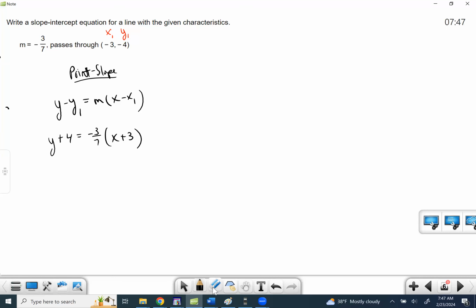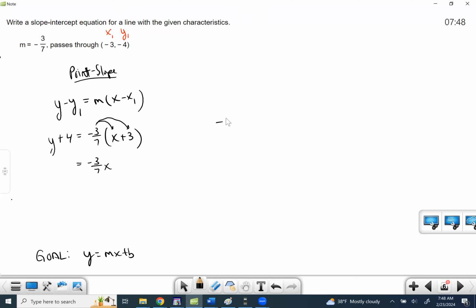Now I picked this problem because it's not pretty. I think it's going to be fractions the whole way. Okay, so they want it in slope-intercept form. So what we want in the end is y equals mx plus b. So that's what we have to work towards. So we're going to go ahead and distribute the negative 3/7 in here. So negative 3/7 x.